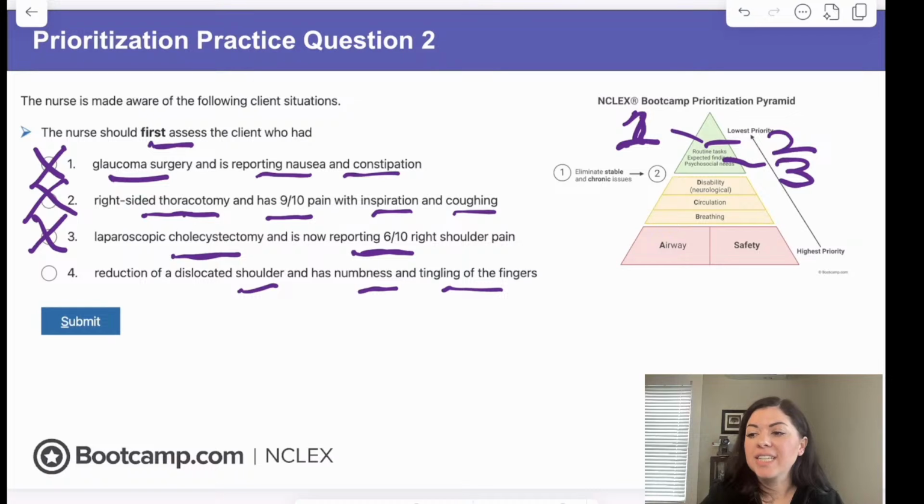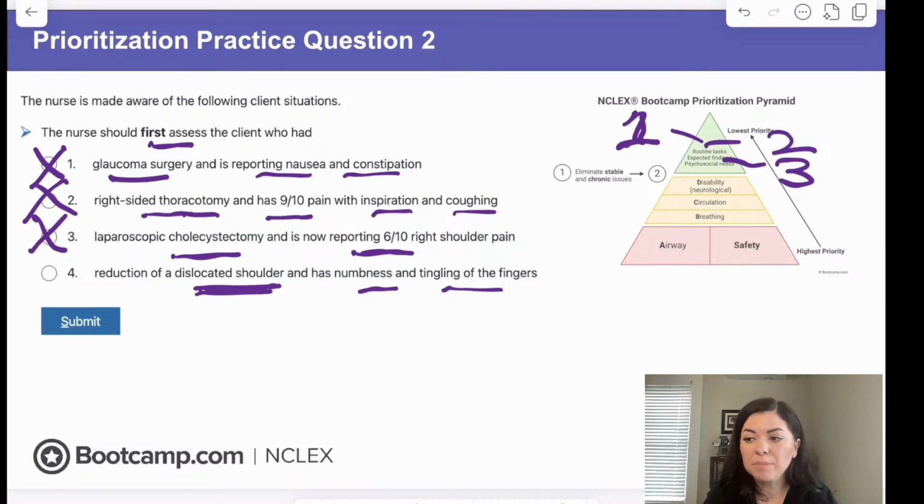We have a client that just had a dislocated shoulder repaired, okay? And now they're experiencing numbness and tingling of the fingers. So anytime you have a client with any type of musculoskeletal issue, whether they have had a fracture, whatever the case may be, we always have to worry about the neurovascular compromise that can happen with any type of inflammation or injury. So we want to closely monitor the neurovascular status distal to the injury. So if a client has an injured shoulder, we would want to closely check their hand, their fingers to make sure we have good perfusion.